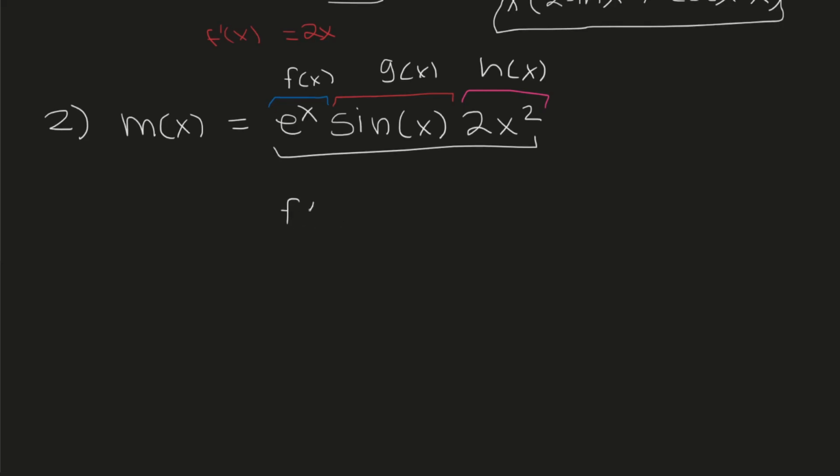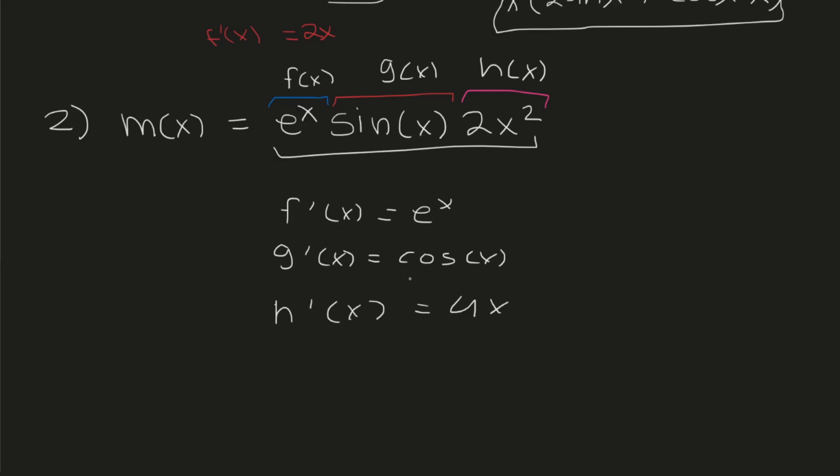So f prime of x, we know that the derivative of e to the x is e to the x. We know that the derivative of g of x is cosine of x. And we know that the derivative of h of x using the power rule is 4x. So now that we have all of our information, we can begin plugging into the formula. So let's have f of x take the turn being the derivative first.